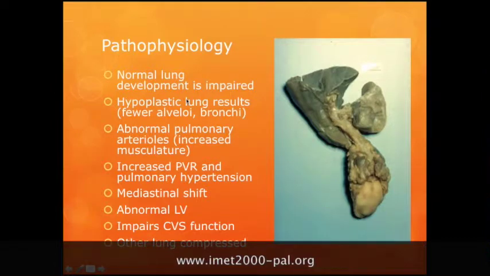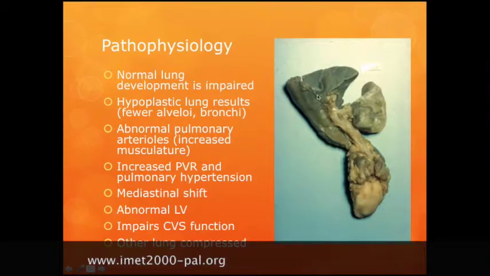But it can cause mediastinal shift and affect the right lung as well. And the hypoplastic lung then results in fewer alveoli, fewer bronchi, abnormal pulmonary arterioles with increased musculature, which puts the child at risk of raised pulmonary vascular resistance and pulmonary hypertension. If there's enough mediastinal shift, it can cause an abnormal left ventricle development, and it can therefore impair the cardiovascular system as well. And this just shows a hypoplastic lung on this side. On this side with the heart hypoplastic, and the lungs. So presumably the hernia was on the left side.